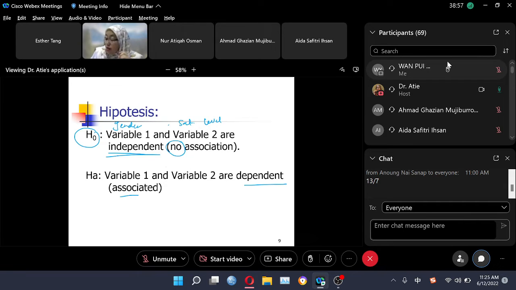Sekejap ya, tengah nak belajar something, tak menjadi pula.